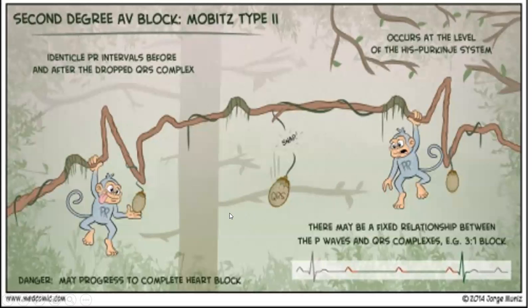Now here's a funny illustration of your second degree AV block, or your Mobitz type 2. Here again, we have our QRS, P, P, QRS, and then it's dropping a QRS. Down here is an illustration. I didn't do an actual slide of the 2-to-1 block, but this shows you a 3-to-1 block, in which you have 3 P waves before a QRS. In our text, it only talks about the 2-to-1 block, in which you will have just 2 P waves to that QRS.